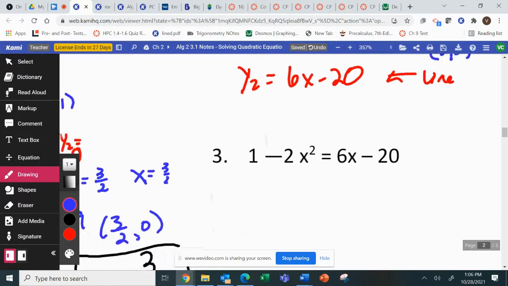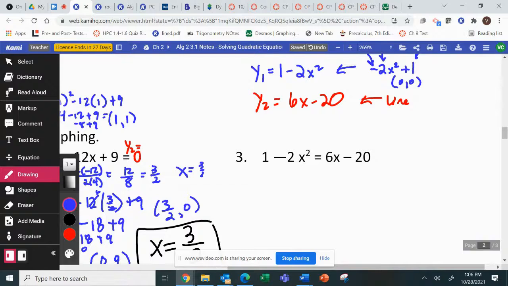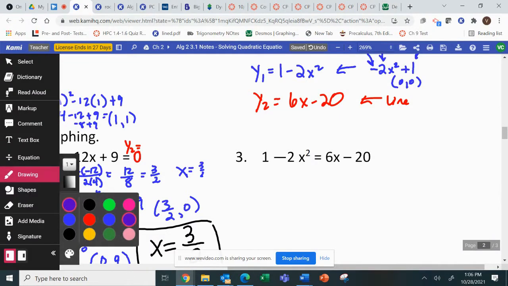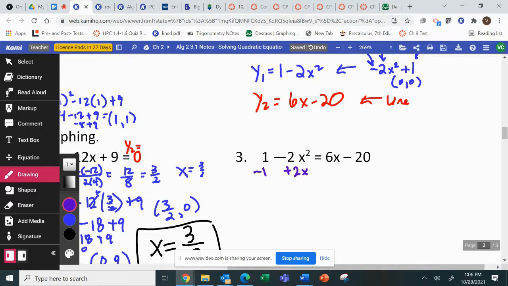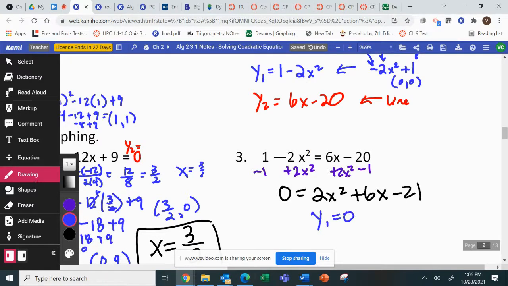That's one option. And then another option would be to take the original question and move everything to one side. So I would take away 1, I would add 2x squared, and I would get 0 equals 2x squared plus 6x minus 21. And for that one, my y1 would be 0, and my y2 would be 2x squared plus 6x minus 21. Both of these should give you the exact same answer. They're just going to look different on the graph. So I'm going to show you the graphs, but you could do it either way, whatever you chose. You ready to look at it on the graphs?